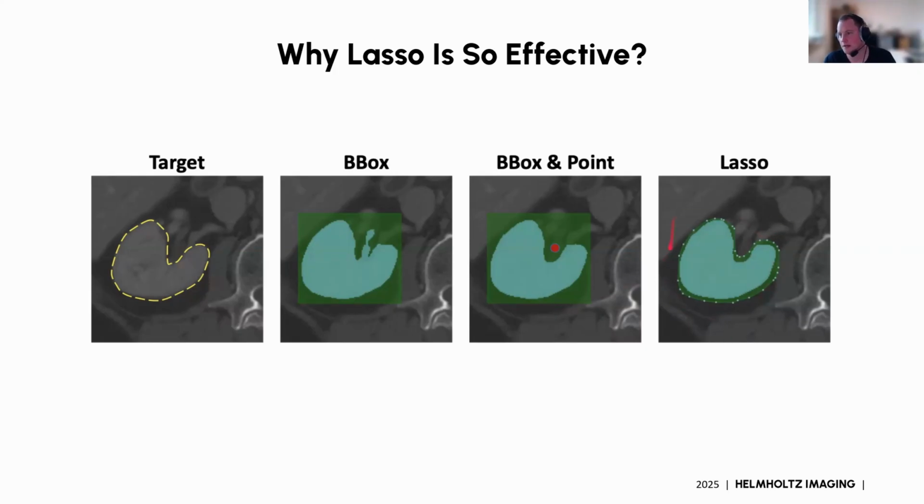In this case, it's displayed as a polygon, but really the lasso interaction is just a 2D binary image that we give the model. So it doesn't need to be a polygon, it can also be a 2D segmentation slice or something like that.